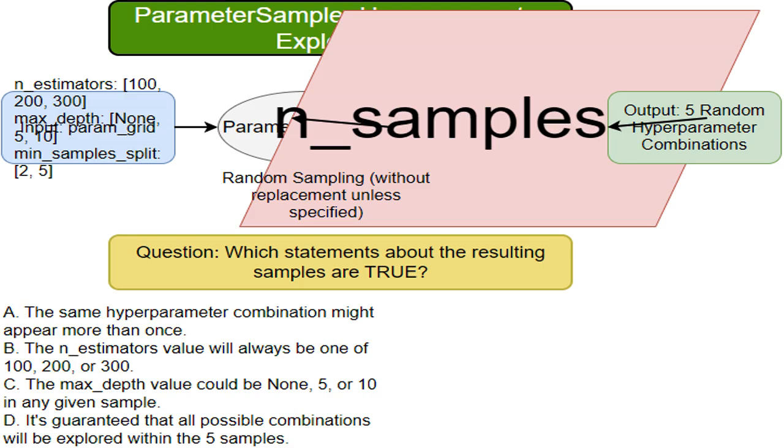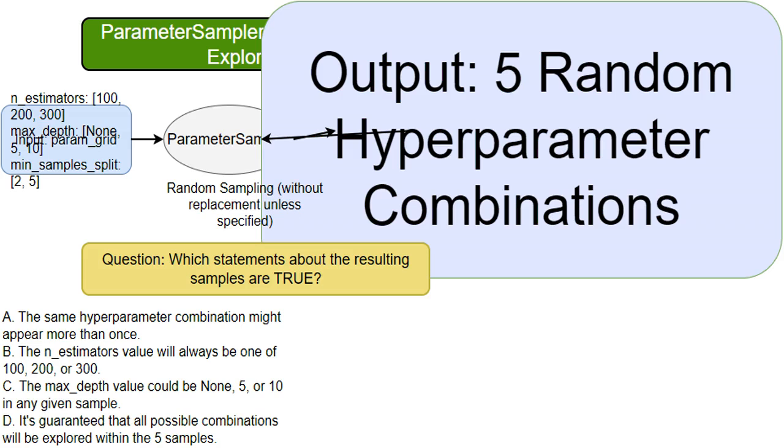I tell the ParameterSampler that I want it to only randomly sample 5 unique combinations from all the possible settings I defined. It's a small sample from a much larger set of potential model configurations. The result of using the ParameterSampler with n_samples equals 5 gives me 5 different randomly chosen combinations of the settings that are defined in param_grid. The emphasis is on the randomness. I'm not guaranteed to see all possible combinations.